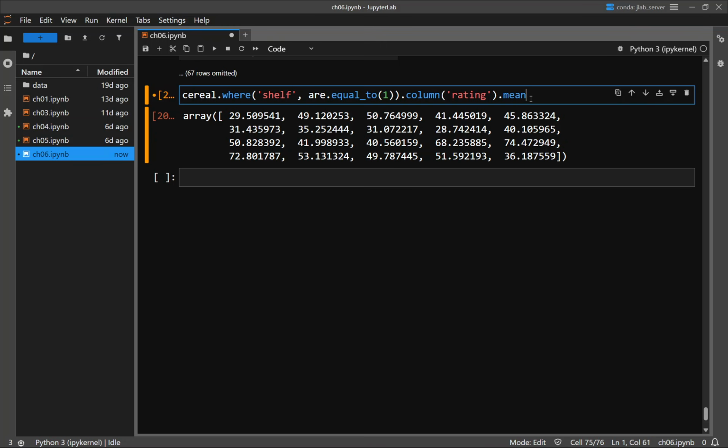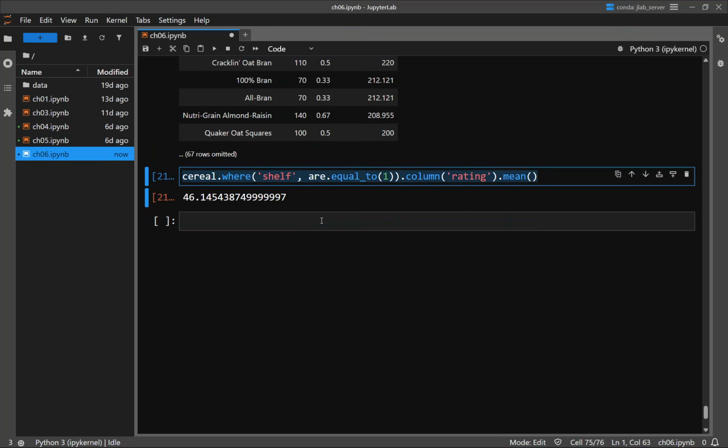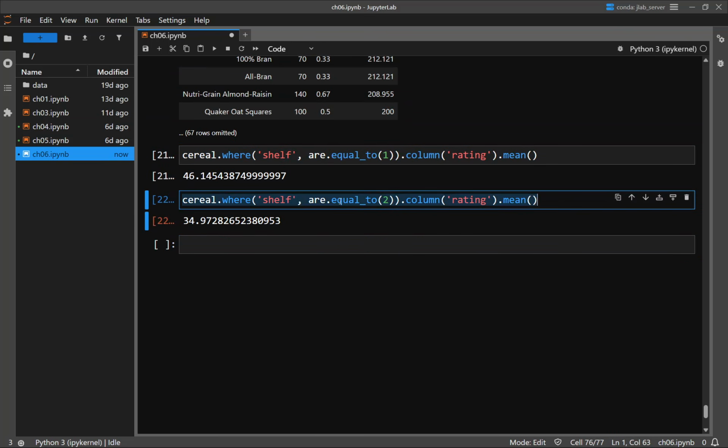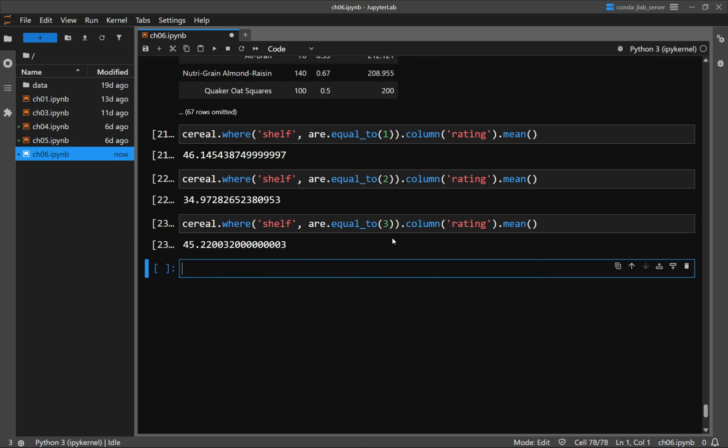And you can do like a dot mean or a dot average to get that quickly. That's the average rating, whatever rating is, for shelf 1 cereals. For shelf 2 cereals, shelf 2 is not as high of a rating. Shelf 3 cereals, back to normal. So shelf 2 cereals, interestingly, have low ratings, whatever that means.